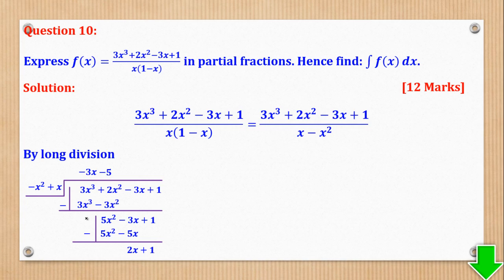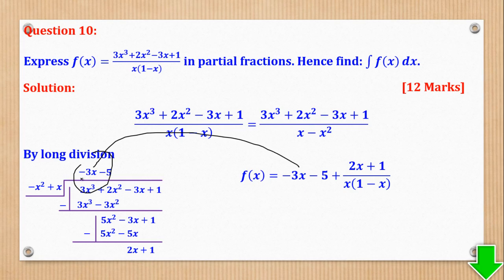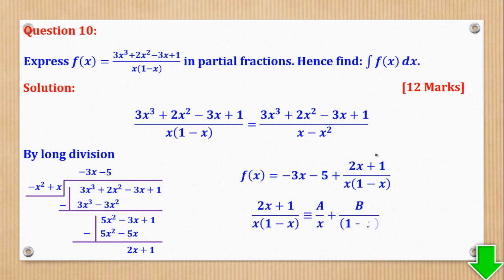You come up with that as the remainder. Now here you cannot proceed because this one is smaller than this. So next is to write it down that f(x) is equal to this one plus this remainder over the divisor. Now the partial fractions we are interested in is now for this, because it is now a proper fraction.